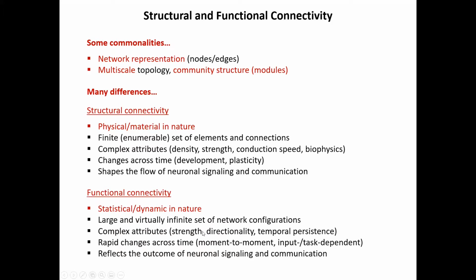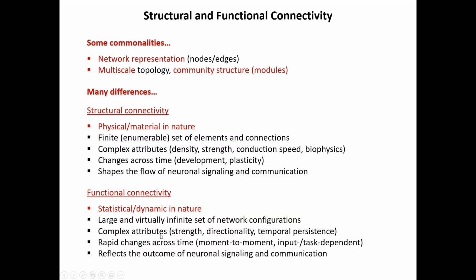Functional connectivity is very different in the way that it manifests itself. It is fundamentally a statistical construct based on time series that we observe, recordings. It is dynamic, it changes from moment to moment. I'll show you later on how fast those changes unfold, even with a relatively slow methodology such as fMRI. Because it changes all the time on a time scale of below a second, in terms of hundreds of milliseconds, there's a very large and virtually infinite set of network configurations that functional connectivity can adopt.